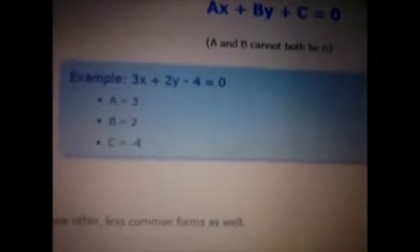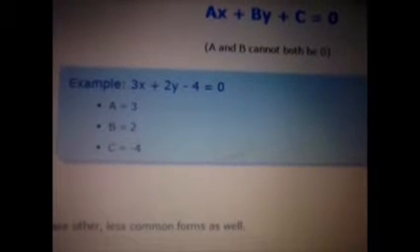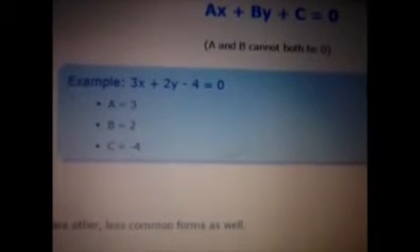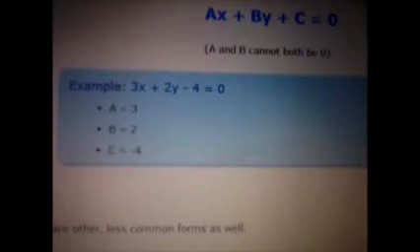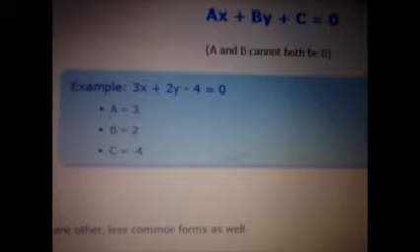The general form of the equation of a straight line is ax plus by plus c is equal to 0, wherein a or b can be 0 but not both at the same time. For example, the given equation is 3x plus 2y minus 4 is equal to 0. The value of a is equal to 3, b is equal to 2, and c is equal to negative 4.